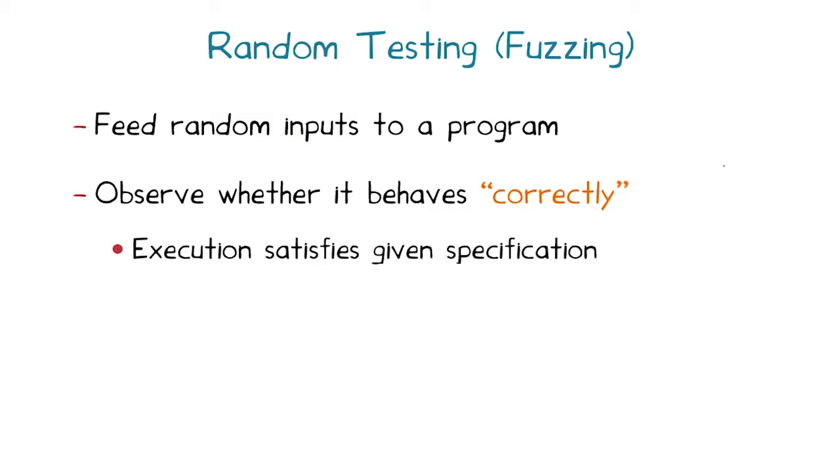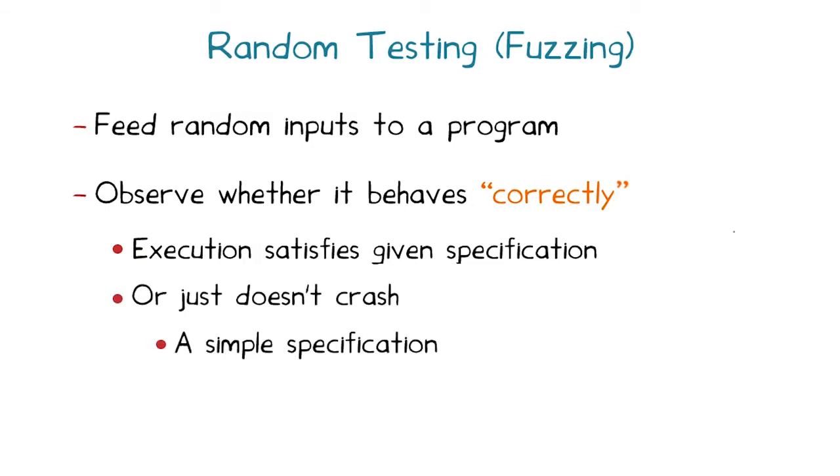For example, if a specification such as a pre and post condition exists, then we can check whether the execution satisfies the specification. In the absence of such a specification, we can simply check that the execution doesn't crash.